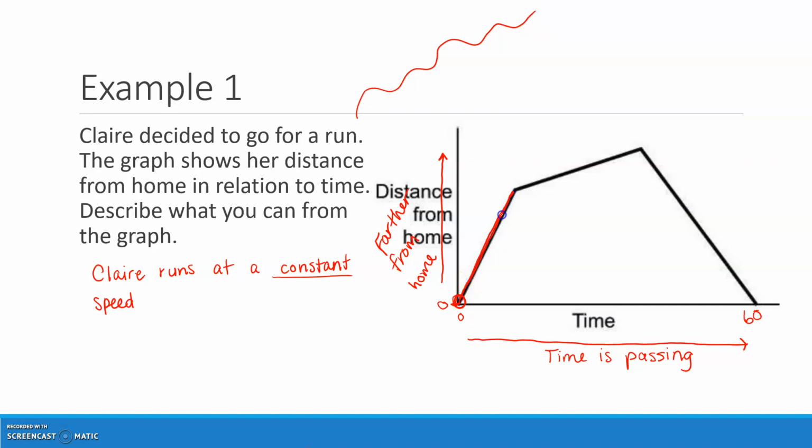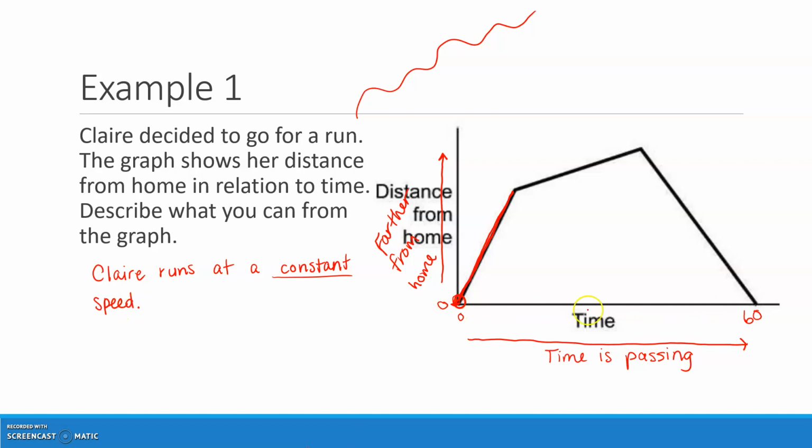It'd be like if you got in the car and you set it on cruise control, which is where you push the button and then the car just travels. You don't have to push the gas pedal or the brake pedal. It just goes on its own. So she runs at a constant speed.